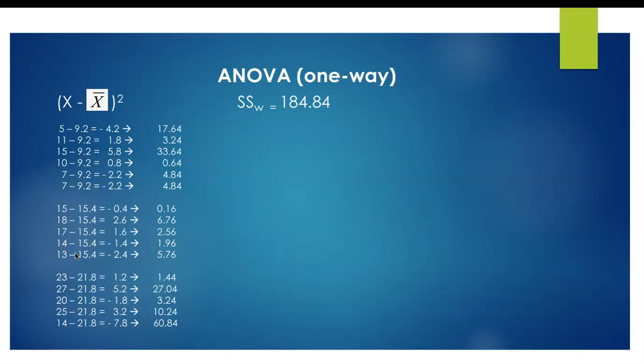Here's what the specific calculations look like for each person. I'll pause here for a moment so you can see. It's the individual score minus the mean for their particular group, and then that whole thing squared. We have everyone listed there. And the total sum of squares within is 184.84.